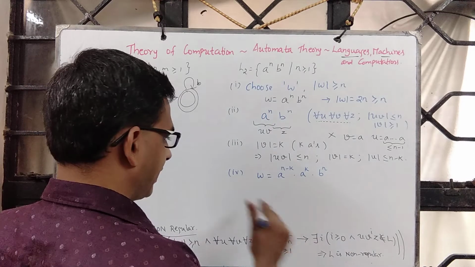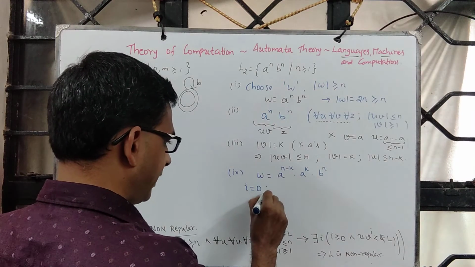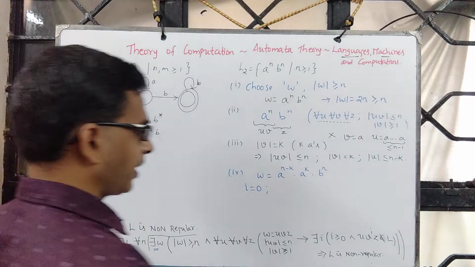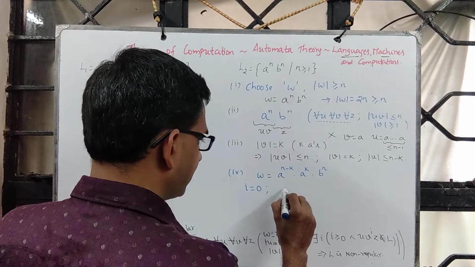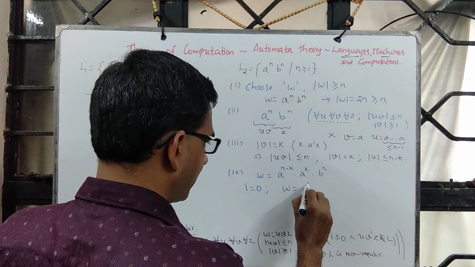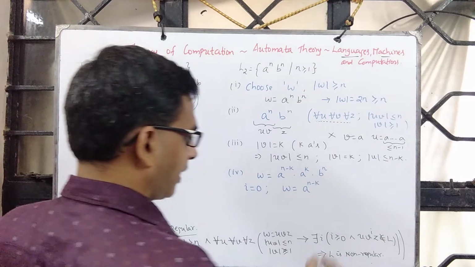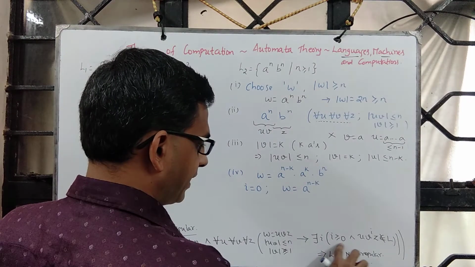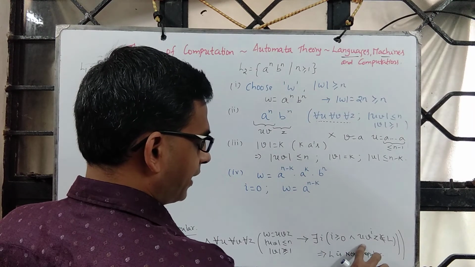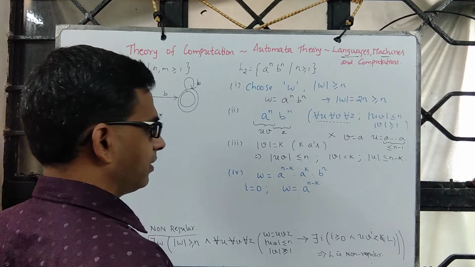It says there exists i. So you have the control with i. Let me choose i to be 0. If you choose i to be 0, what happens? w is a power n minus k, and it says for i greater than or equal to 0, u v power i z is not in L.